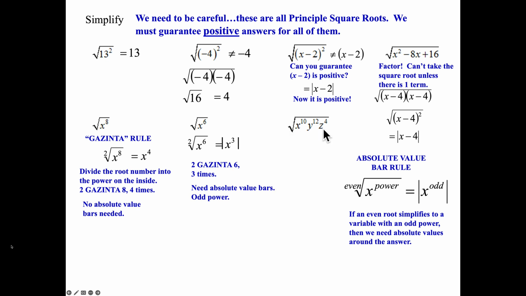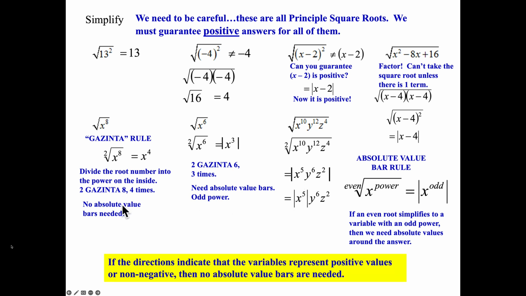More variables, more checks. Square root, 2 goes into 10 5 times. 2 goes into 12 6 times. 2 goes into 4 twice. So you have to put absolute value bars around the whole expression, or you can put it just around the x to the 5th. Both of these are considered correct in my book.